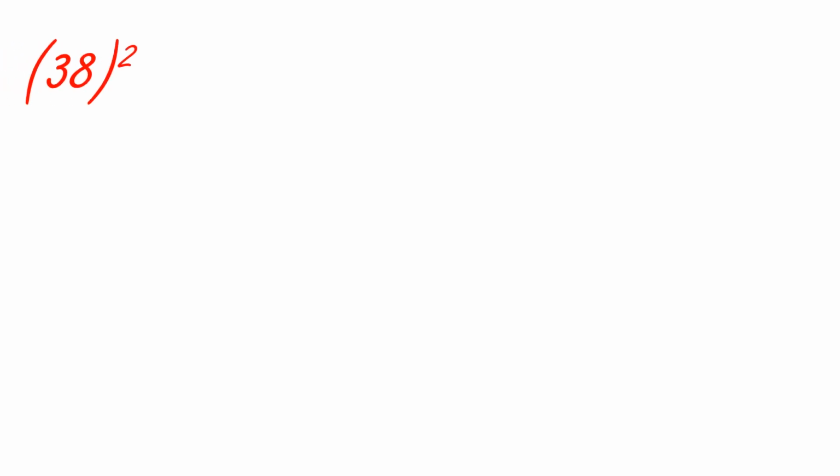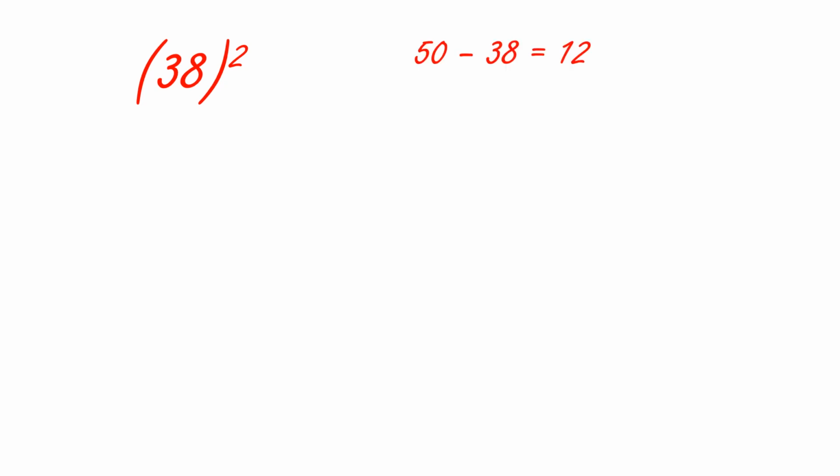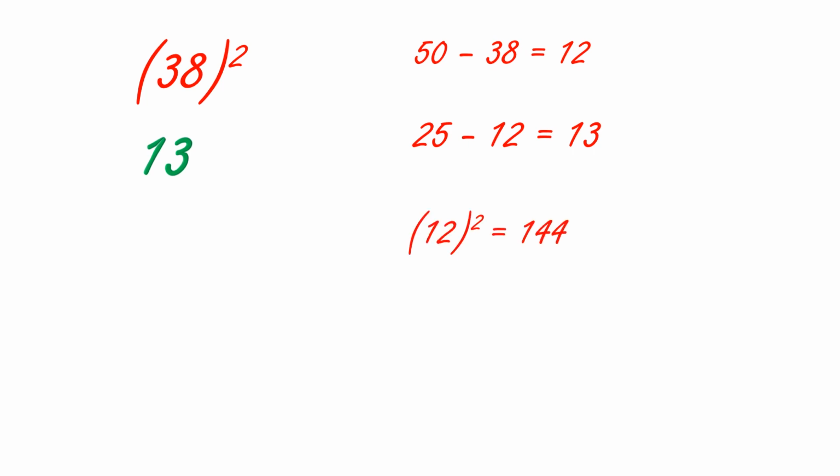Similarly, if I want to square 38, 38 is 12 less than 50. As it is less, I have to subtract the difference from 25, that is 25 minus 12 is 13, which contributes to the first part of my answer. Now the difference is 12, so I have to square it, and 12 square is 144. So this 144 contributes to the second part of my answer. Now as we know, the second part will have only 2 digits, so if it is less, I add 0, and if it is more, I carry forward.